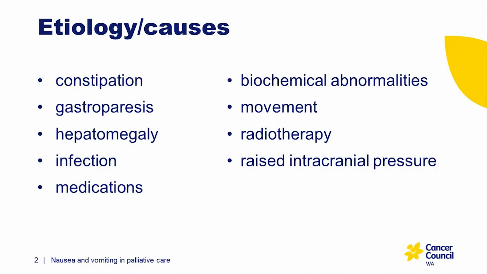Commonly, we see people who are constipated or have slowing of their gastrointestinal transit. They may have liver disease, they may have infections or medication that can cause slowing of the gut. Biochemical abnormalities are quite common, particularly in the advanced stages of the disease. Movement can cause nausea and vomiting, as can therapies like chemotherapy and radiotherapy, and some people may have raised intracranial pressure, particularly if they have brain metastases or brain cancer.